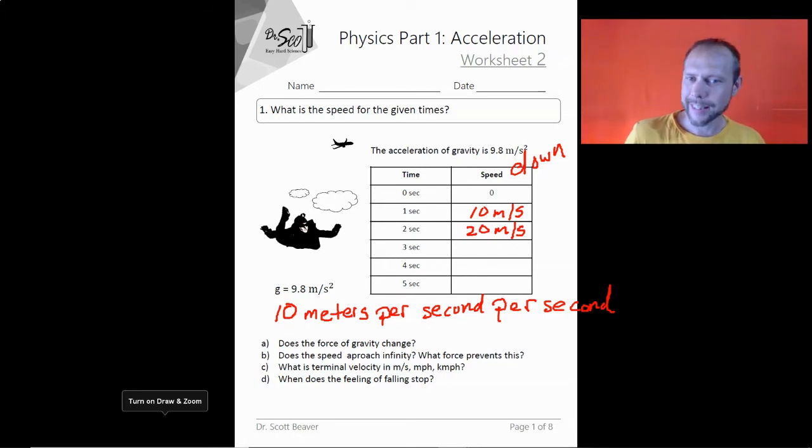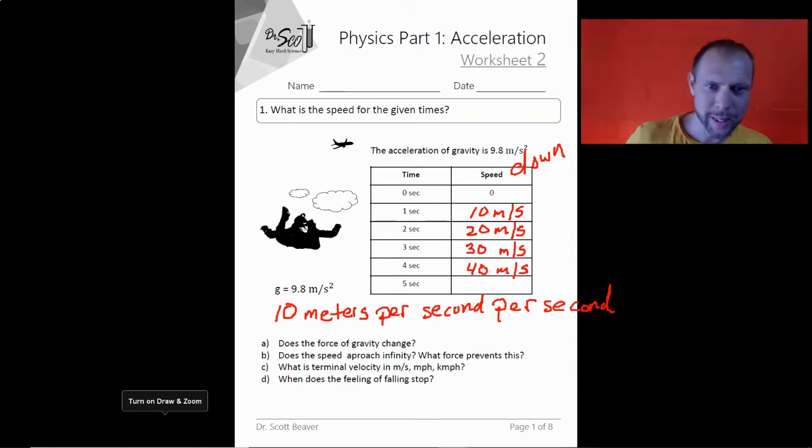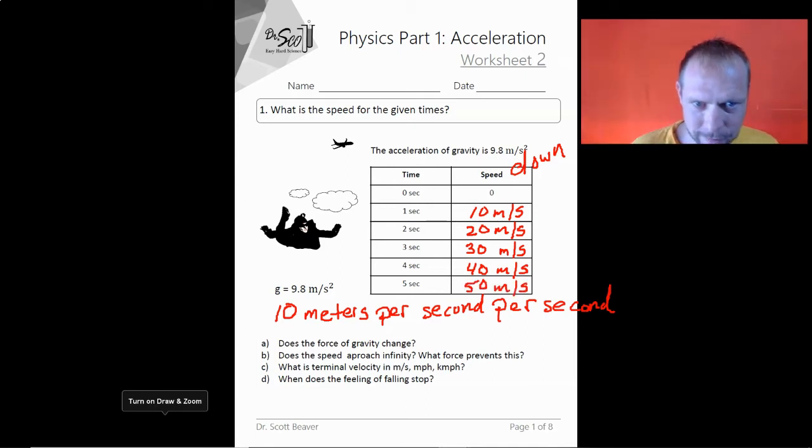Another second passes, they're going 10 meters per second faster. After 3 seconds, they're moving at about 30 meters per second, right? After another second, they're moving at 40 meters per second, right? And every second, they've gotten 10 meters per second faster. After 5 seconds, the skydiver is moving at 50 meters per second.